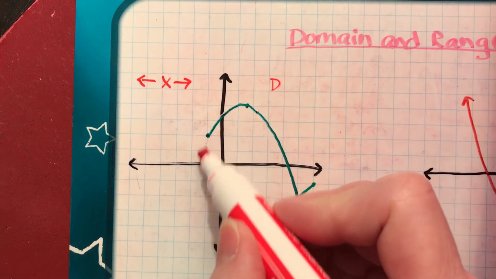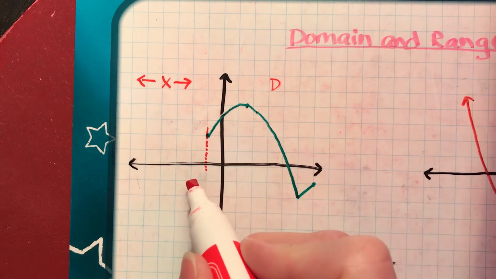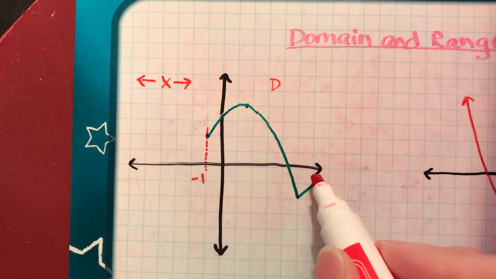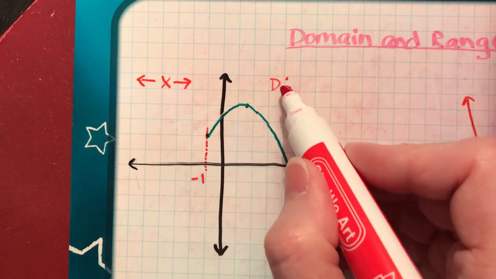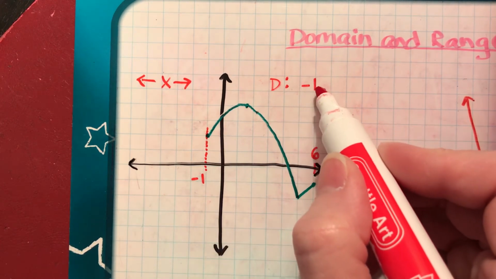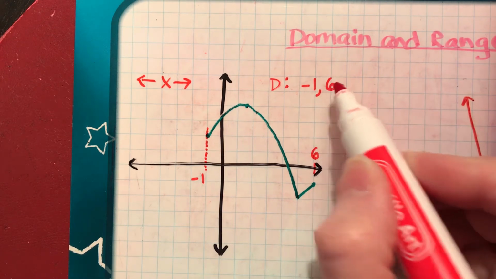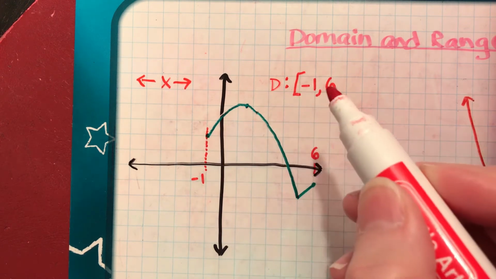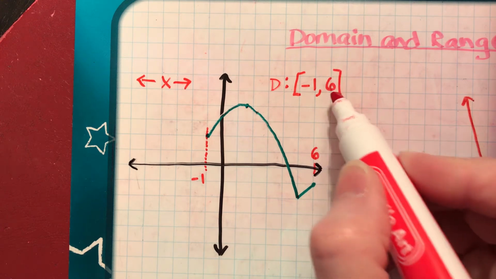Well, it starts here on the left side at -1 on our x-axis, and it goes clear over to +6 on the x-axis. So we're going to say that the domain of this green graph is from -1, and then we're just using a comma for that, to 6. Now -1 is included in the graph, so it's part of the domain, and 6 is included in the graph, so it's part of the domain.